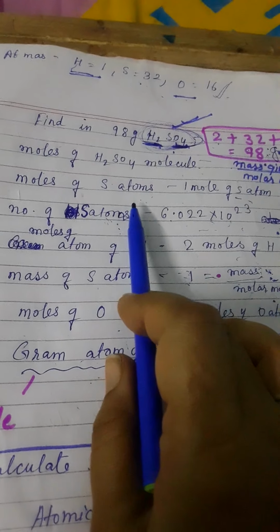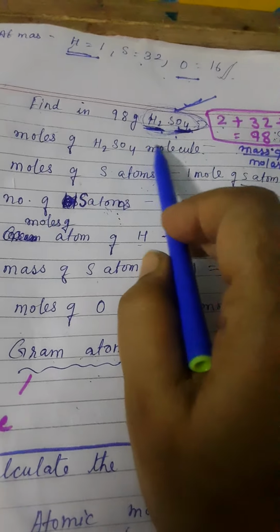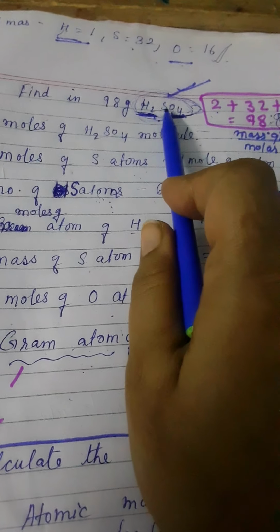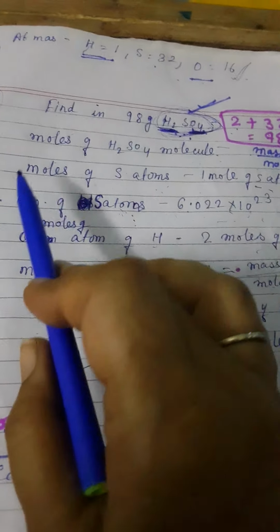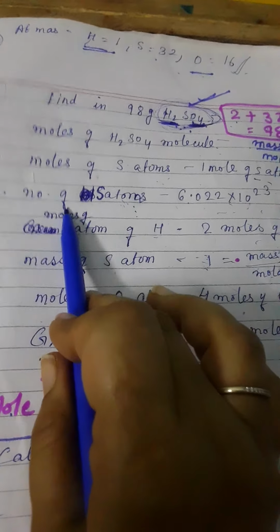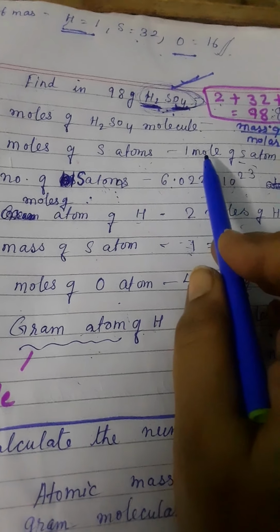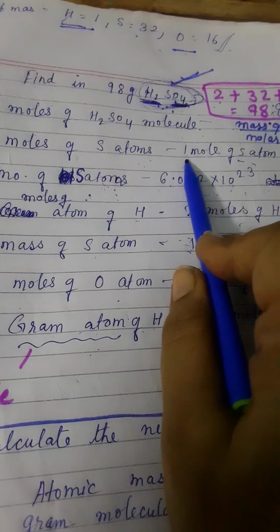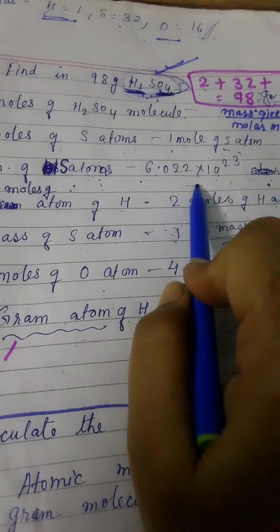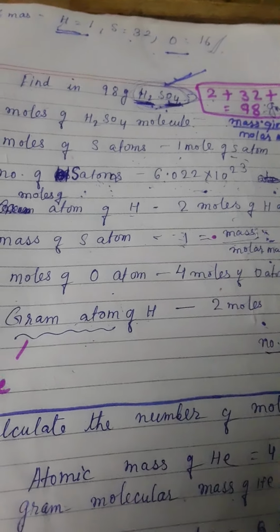Now moles of sulfur atom. Though we have 1 mole of sulfuric acid, in 1 mole of sulfuric acid, 1 mole of sulfur is present. So I will write here 1 mole of sulfur atom. Number of sulfur atoms: we all know that we have 1 mole of sulfur here, and 1 mole contains how many atoms? 6.022 into 10 to the power 23 atoms. So easy.